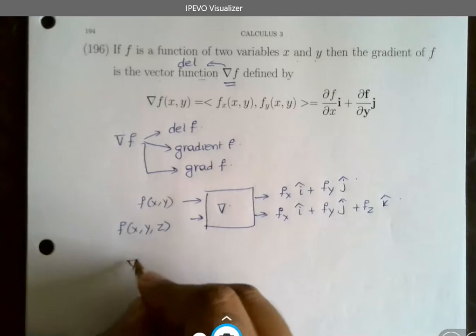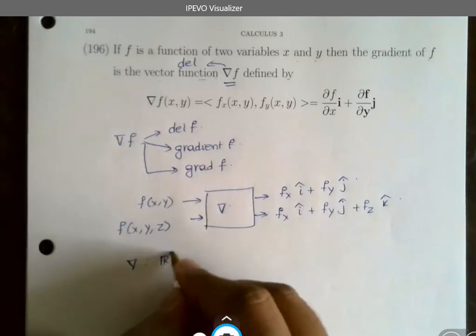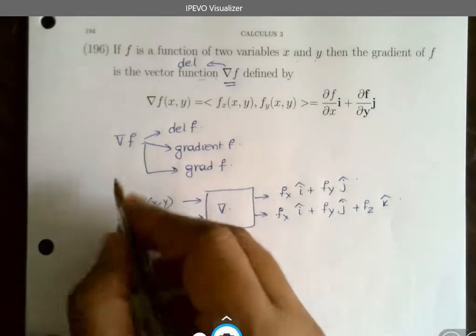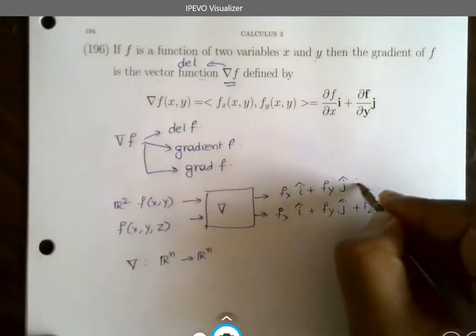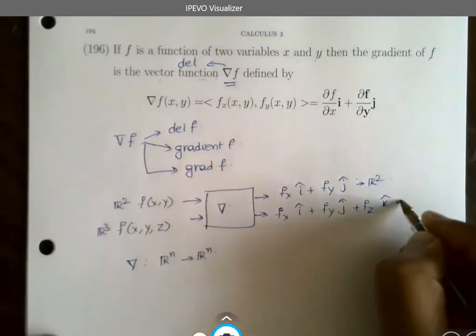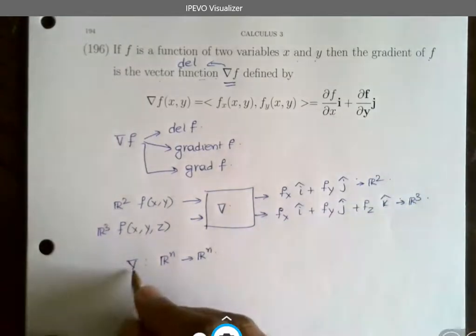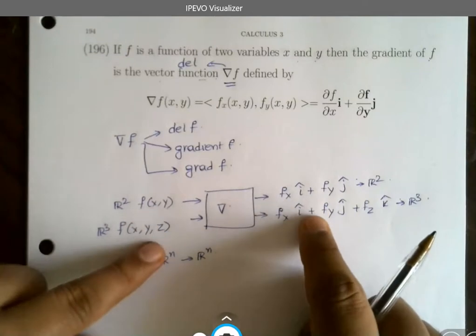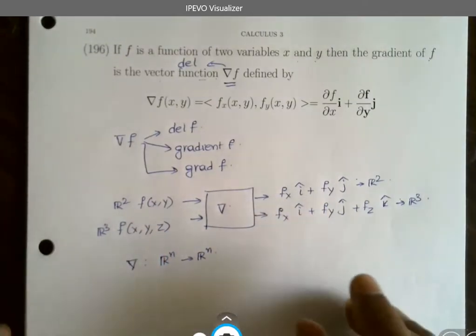So you can define gradient as a function from R^n to R^n. It goes from R squared, which is really the domain here, to an output also inside R squared. Here your domain is in R cubed, and your output is also R cubed. So gradient can go from R^n to R^n. If your n is 1, then it becomes just a derivative, so there's no point in using the gradient. If your n is 2, then it is like this. If n is 3, like this, and subsequently it happens like that.